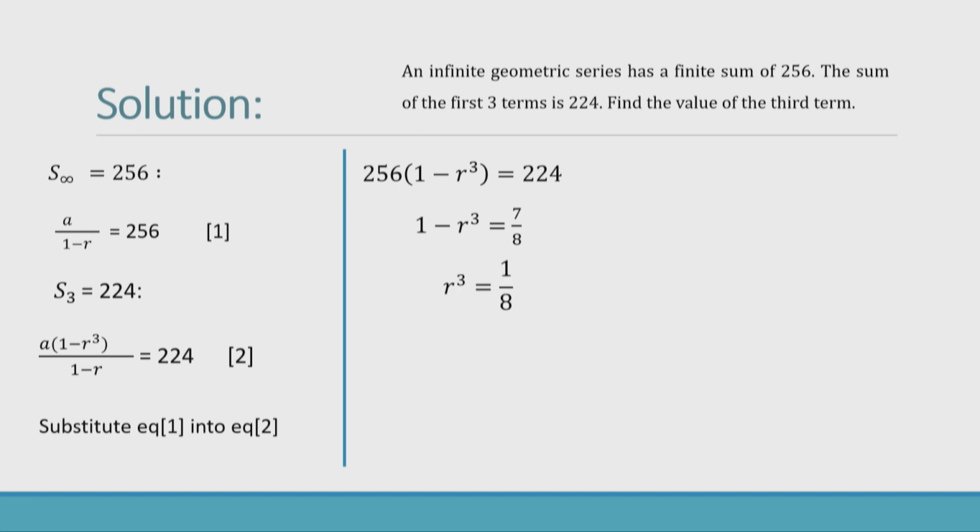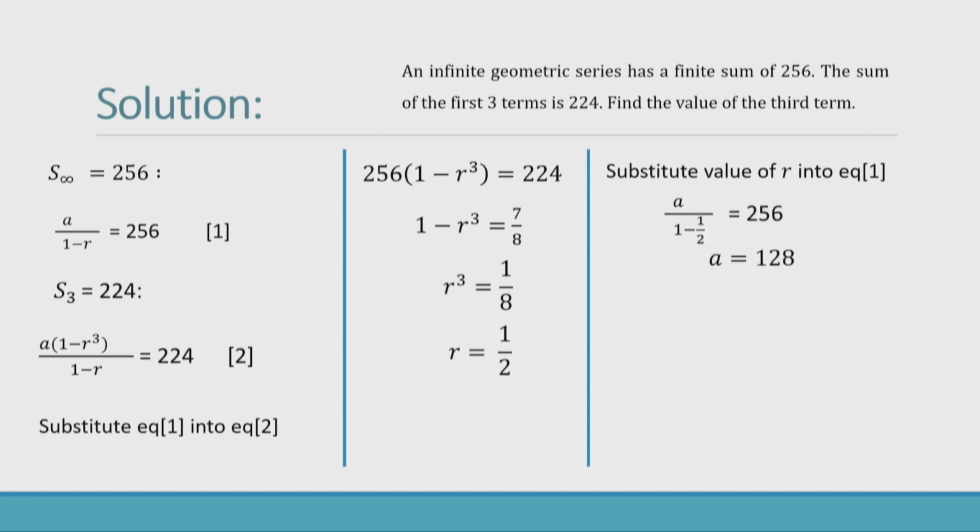Therefore, r cubed will be equal to 1 over 8. Taking the cube root of 1 over 8, I will get r equal to half. So now I find the value of a. I substitute the value of r into equation 1, and a will give me 128. I need to find the value of the third term.